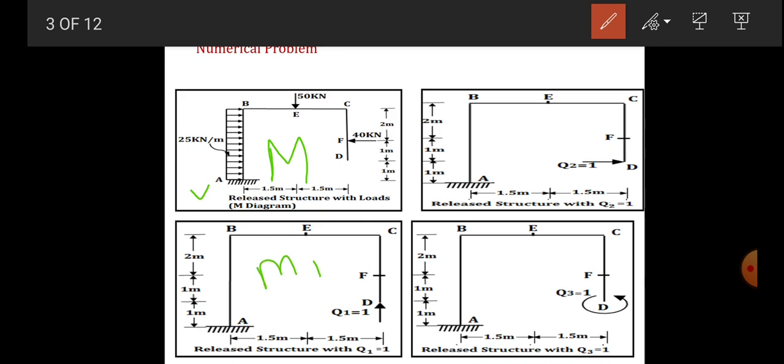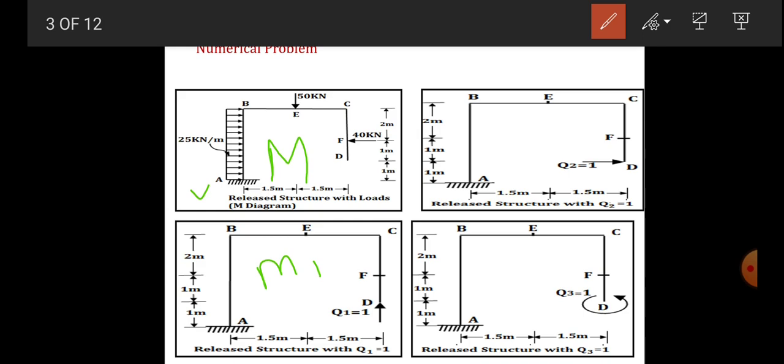M1 diagram. So here we apply the unit force in the direction of redundant. First redundant Q1 is equal to 1. All the loads should be removed. Keep A support as it is, and we also mention the zones. That means DF, FC, or all letters will be there according to their zone. So this one is a release structure with Q1 is equal to 1.